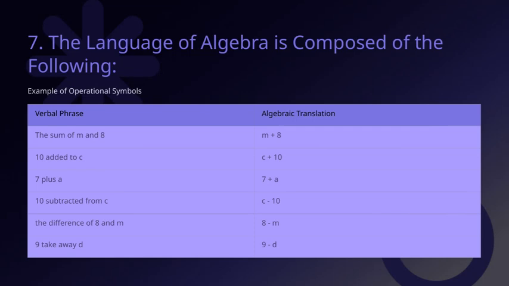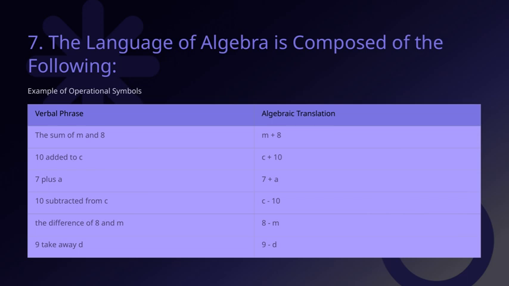Let's take a closer look at some examples of operational symbols in algebra. These symbols are essential because they allow us to translate verbal phrases into algebraic expressions. For instance, when I say the sum of m and 8, you can see that it corresponds to m plus 8. The key word here is sum, which indicates addition. Similarly, 10 added to c translates to c plus 10, where added to also signals addition. Now, when I mention 7 plus a, it's straightforward. 7 plus a, with plus indicating addition once again.